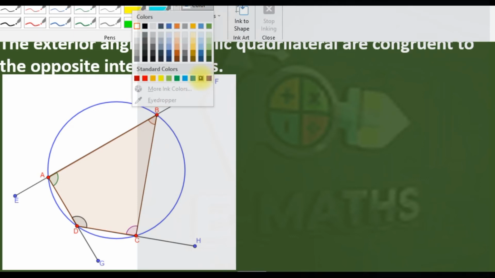Okay, maybe let me use blue. Okay. Let me use red. Maybe let me use black.